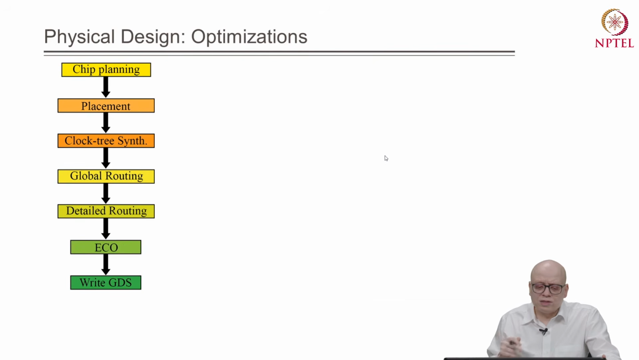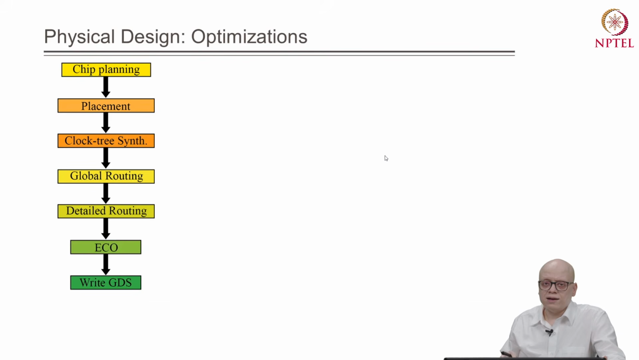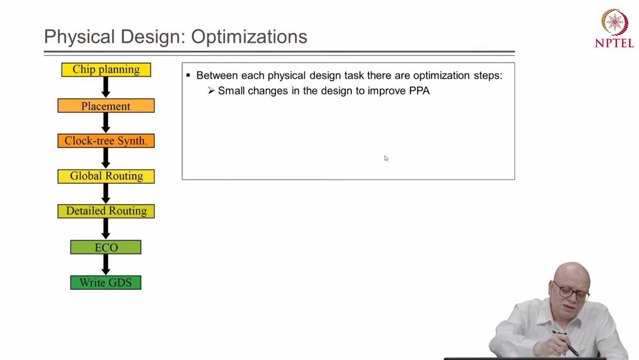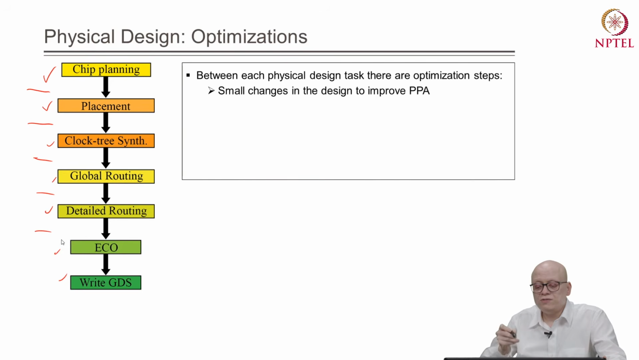So, a few things that need to be noted regarding physical design are that, in this slide we are showing only the major steps of the physical design task, right. Between these steps we can have optimization steps. So, between each physical design task there are optimization steps, small changes in the design to improve the PPA.